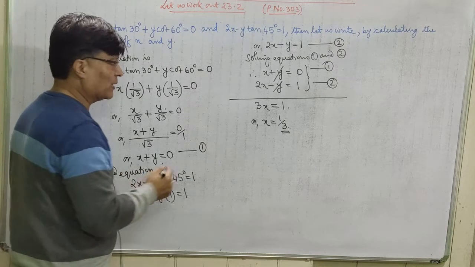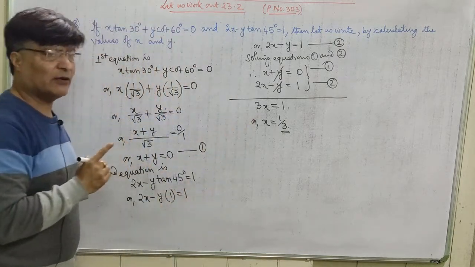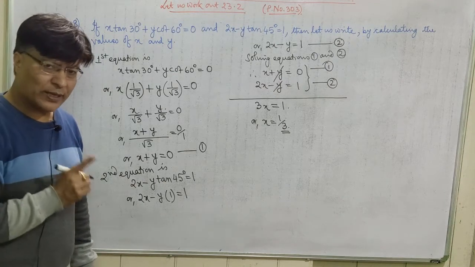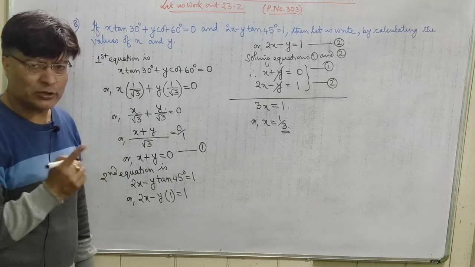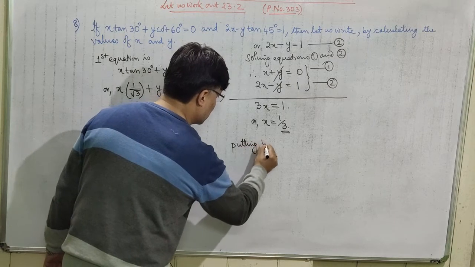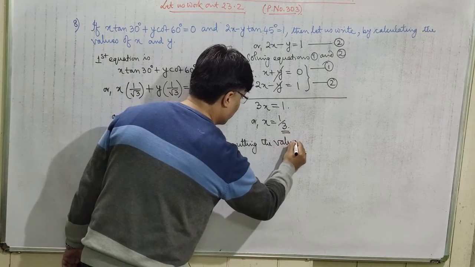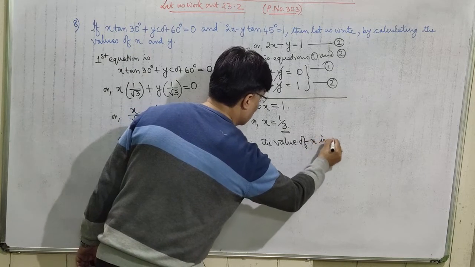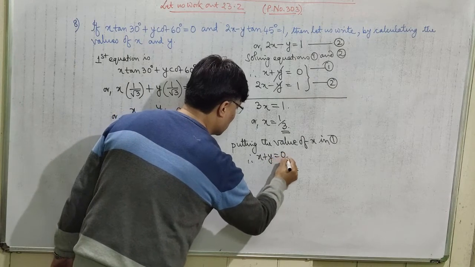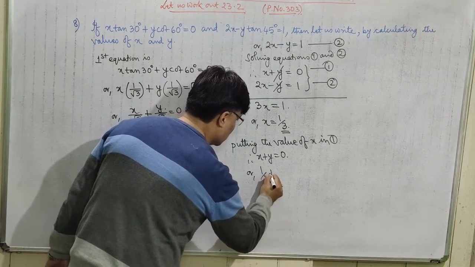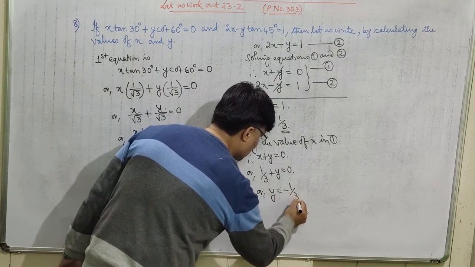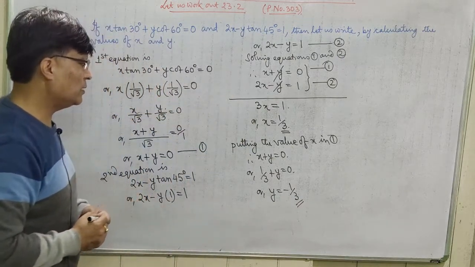So let us get the value for y. You can put this value of x is equal to 1 by 3 either in 1 or in 2. So let us put it in 1. Putting the value of x in 1, therefore this is x plus y is equal to 0. Your x is 1/3 plus y is equal to 0. Or what is the value for y? Y is equal to minus 1 upon 3.